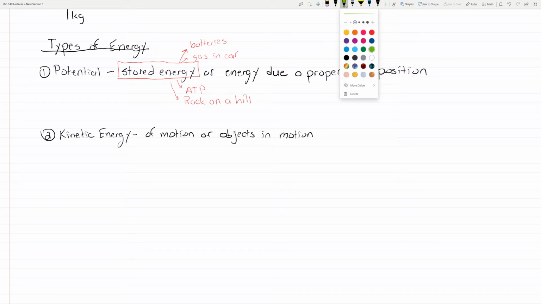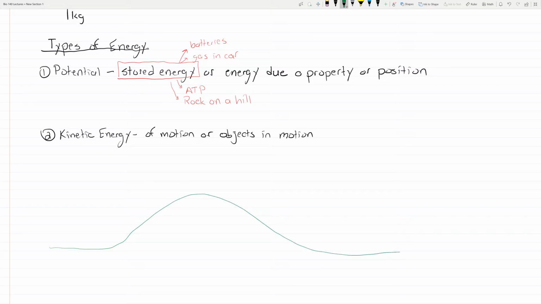So what we're going to do is draw a hill. Okay, so we've got a hill. And at the top of this hill, we're going to put a boulder.